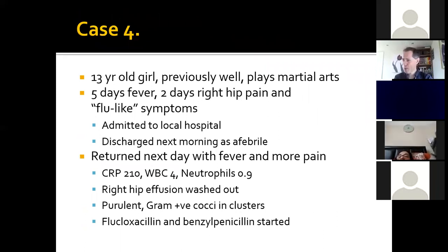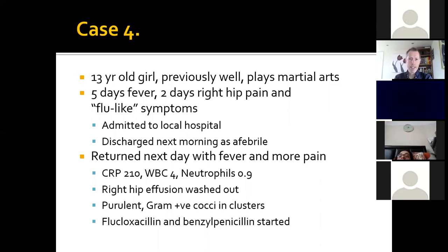This is the penultimate one, I think, and this is a 13-year-old girl, previously well, who plays martial arts, and she has 5 days of fever, 2 days of right hip pain and flu-like symptoms. And she's been admitted to her local hospital and then discharged the next morning because she was afebrile overnight. They didn't do any further investigations. They were kind of just observing.